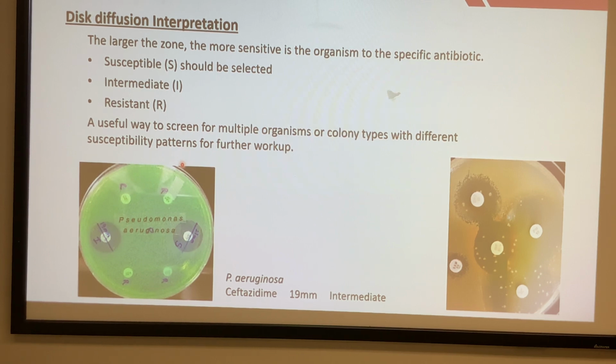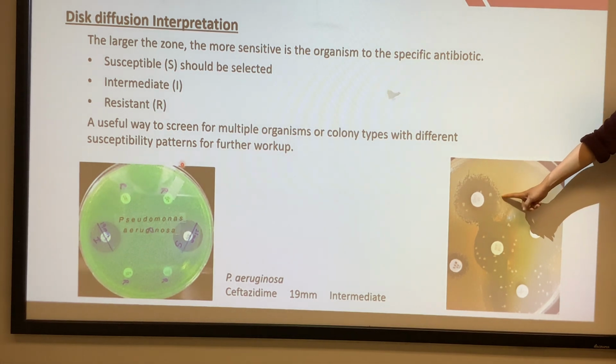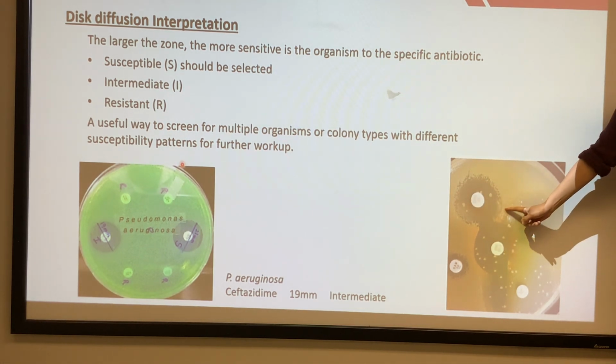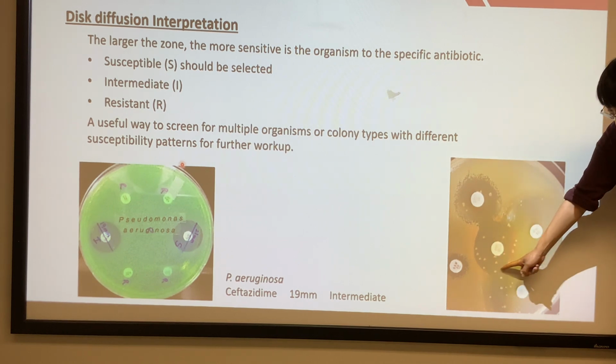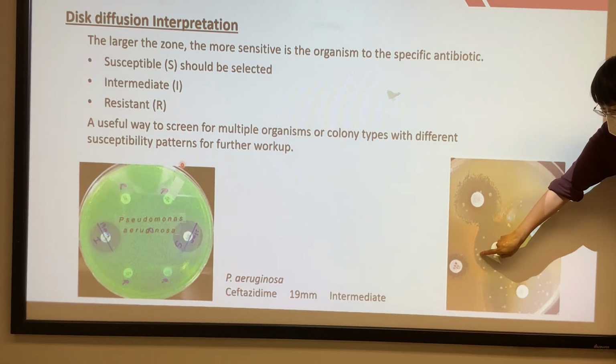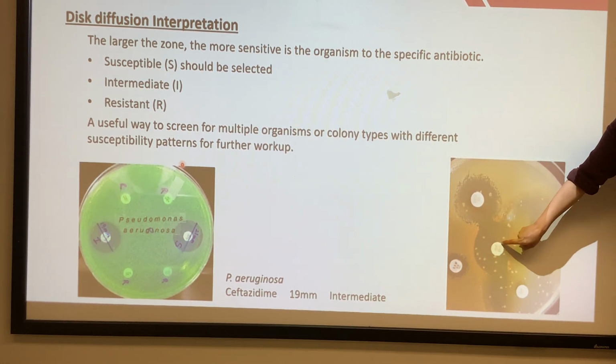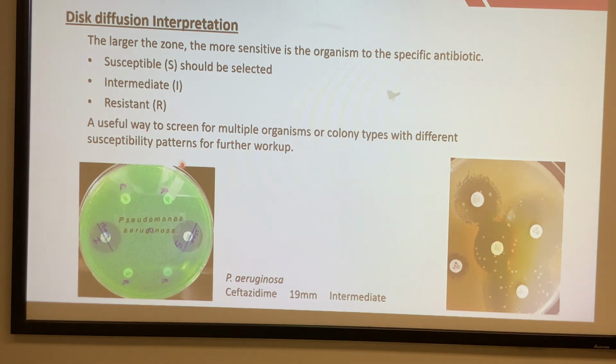And this is actually a useful way to screen for multiple organisms or colony types, like shown in this picture. If you can see, this is a zone of inhibition, and here as well, but you do have several colonies growing here. That gives you an indication your culture is not a pure culture. You have different organisms within the same culture. It's a mixture, right?